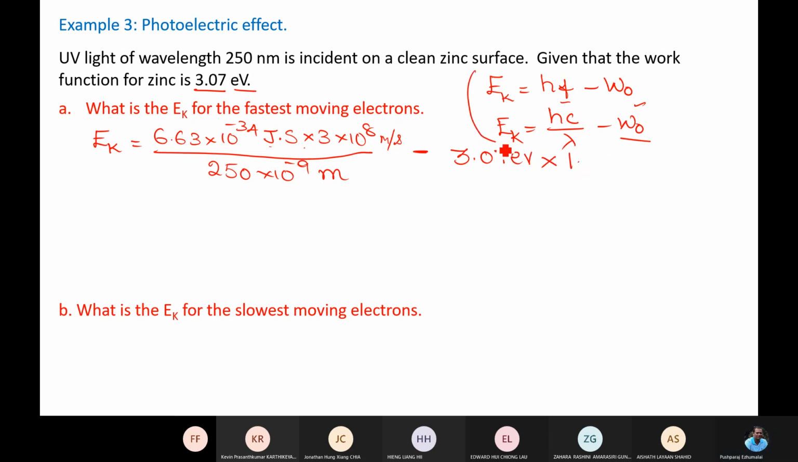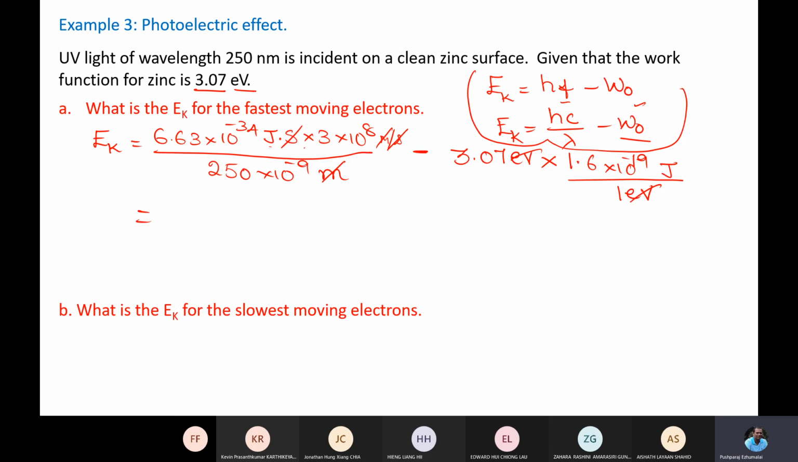So please be careful. So 1.6 into 10 power minus 19 joules divided by 1 electron volt. So electron volt gets cancelled. So meter, second, now everything is in joules. So we can do that now. So conversion is very important.